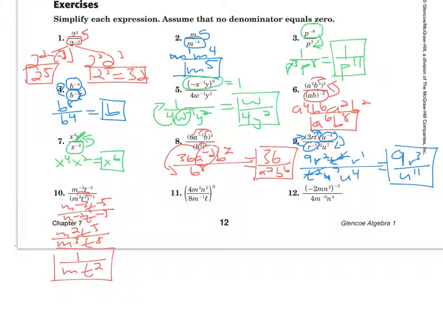Alright, number 11, easiest problem ever. Whole thing's to the 0 power. Anything to the 0 power is 1. Okay? And the last one. Actually, the last one you can go ahead and do on your own.